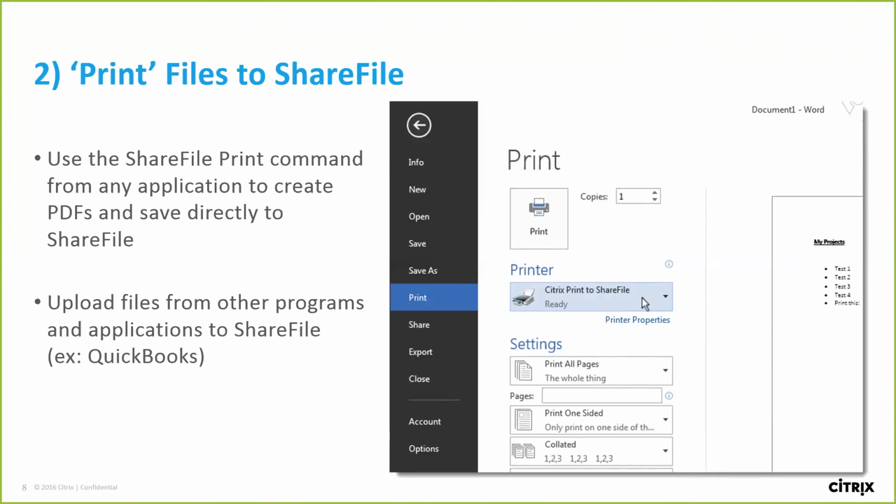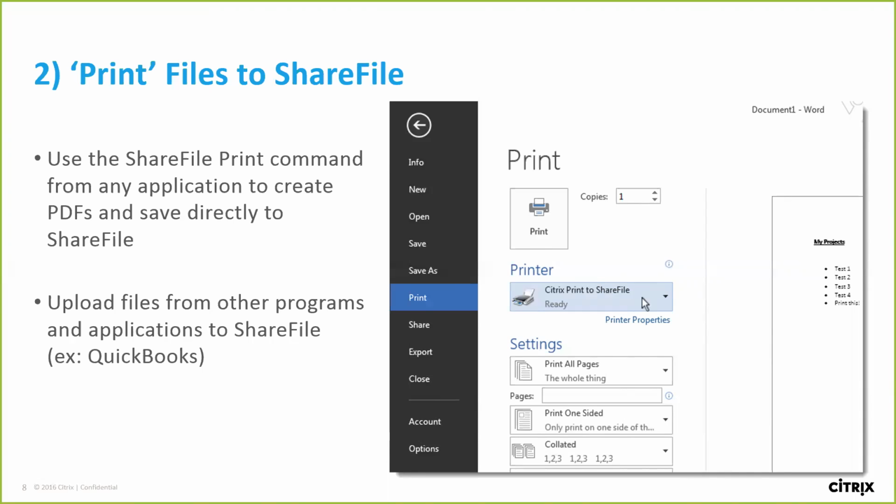This is our print to ShareFile shortcut. And what it allows you to do is to open a file and go to File, Print, just like you were going to print any other document from a physical paper printer. But instead, ShareFile is installed as a print driver, and it'll allow you to securely upload that document into the cloud and into the ShareFile secure environment without having to save it to your hard drive.